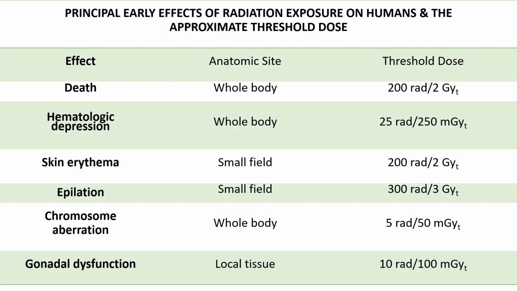Then chromosome aberration, so whole body. Okay? So chromosome aberration, so nasa DNA ang irradiation. Okay? So that needs a dose threshold of 5 rad or 50 milligray. Then gonadal dysfunction, either temporary sterility or any dysfunction in the gonads. So local tissue, 10 rad is the threshold dose or 100 milligray.